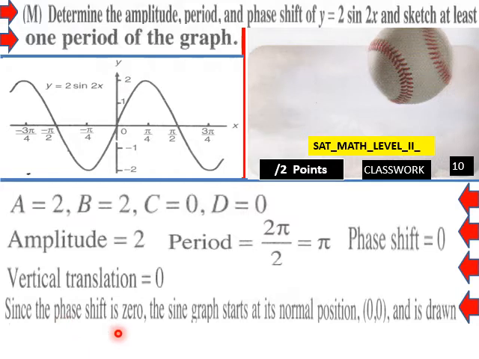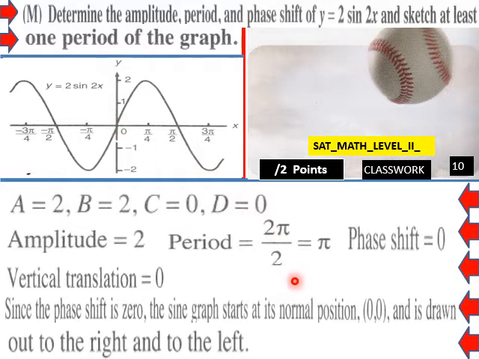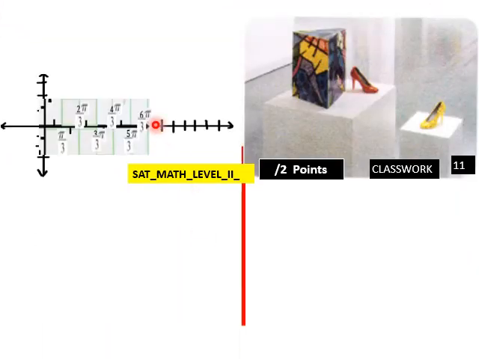And then since the phase shift is 0, the sine graph starts at its normal position here at the origin (0, 0), and is drawn out to the right and to the left. Here we go, like this, and then down here like that. y equals 2 sine 2x.